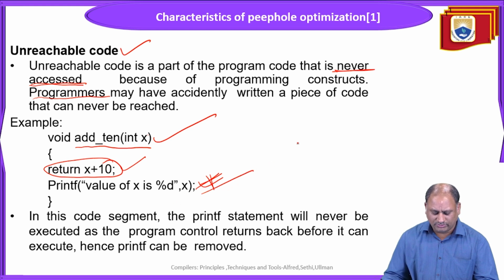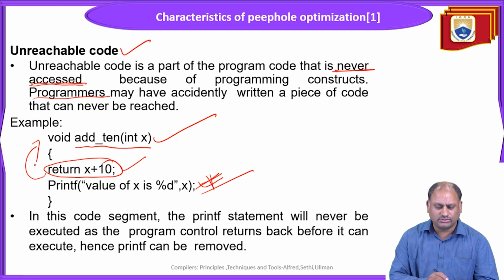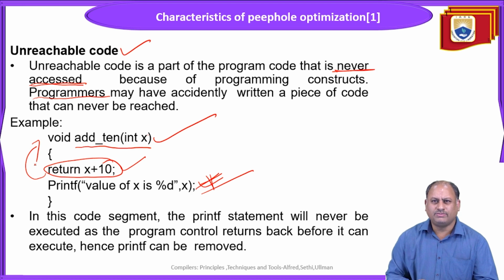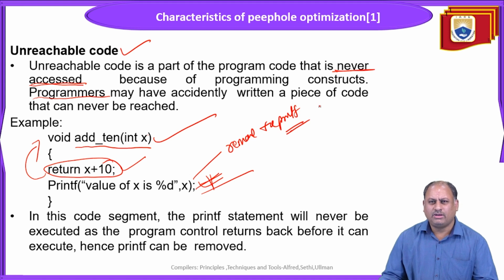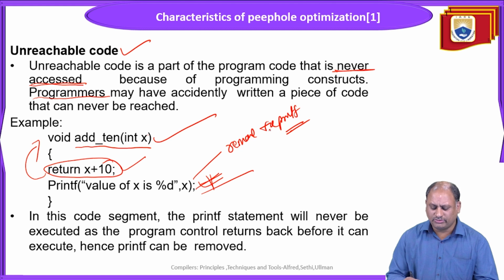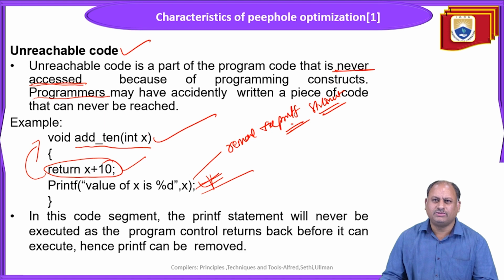The printf statement never executes, because the program control returns back here, to this control, and printf can't be executed. So here we have to remove the printf statement. Why? Because even if it is present, the code doesn't execute. That's why we are removing this line of code, this printf statement. Even the removal of this printf statement doesn't affect the remaining lines of the code.